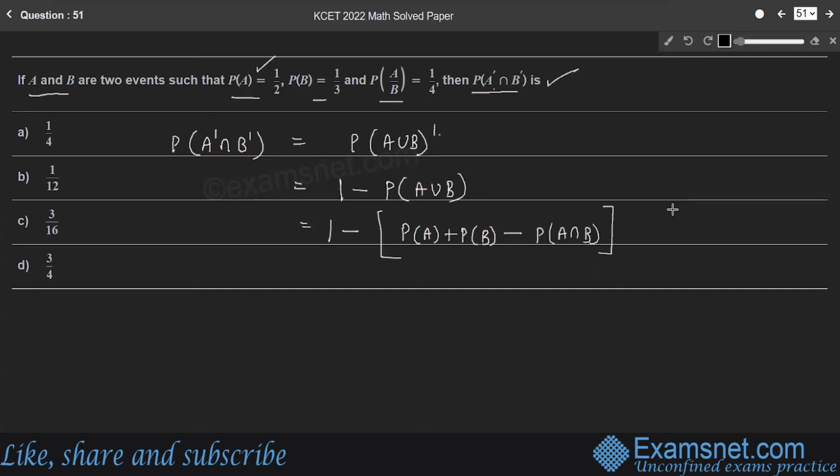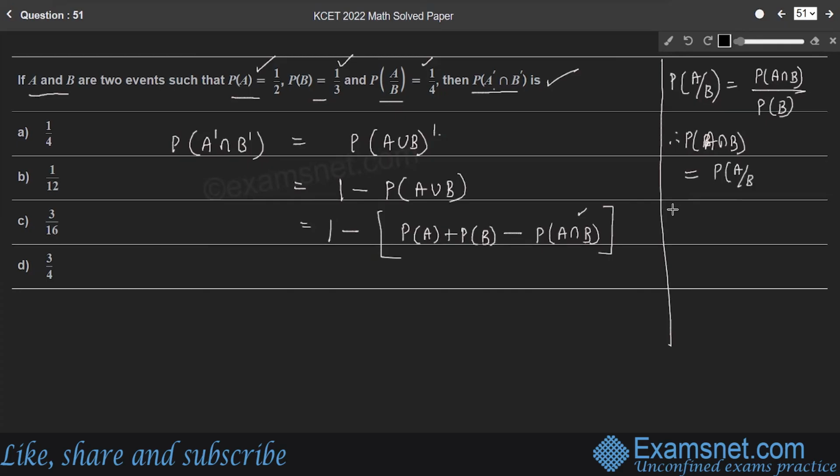P of A value is given. P of B value is also given. So here we need to find P of A intersection B. For that, using the P of A by B formula, P of A by B is P of A intersection B divided by P of B. Therefore, P of A intersection B is P of A by B into P of B. P of A by B value is given, which is 1 by 4, into P of B is 1 by 3. Therefore, P of A intersection B is 1 by 12.